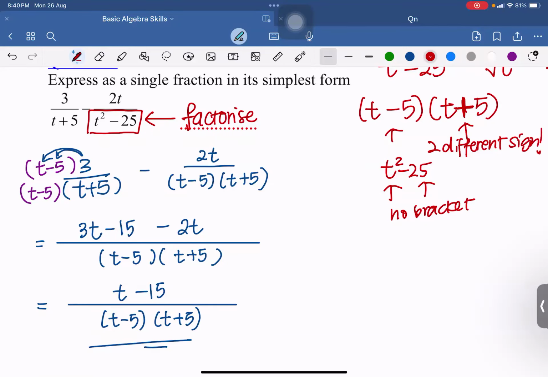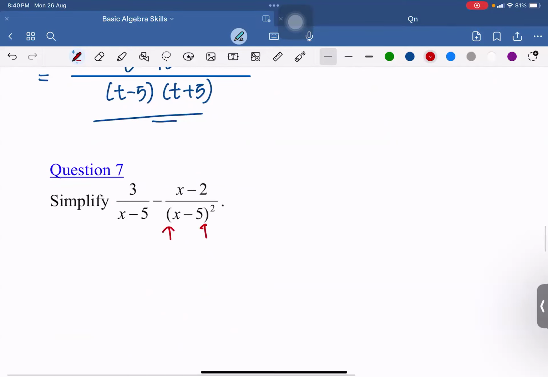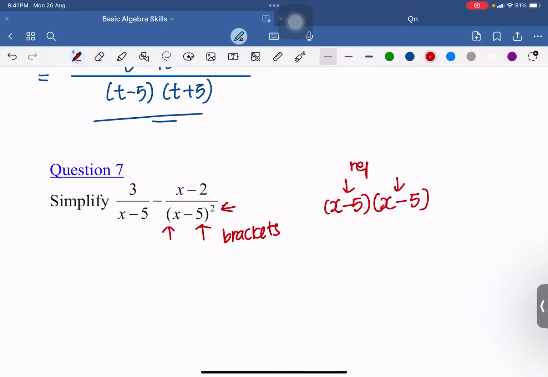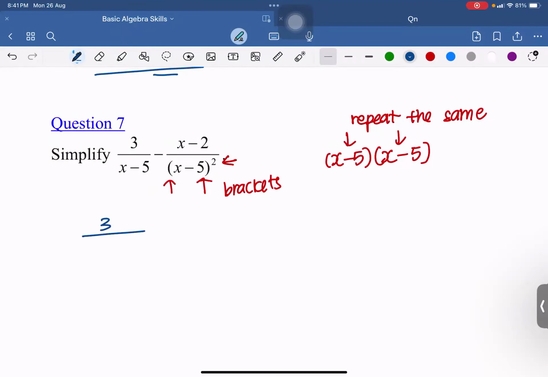Okay, let's do the next question. What happens now if I have a bracket and power 2? This one becomes x minus 5, x minus 5. Same sign, repeat the same thing. They look same, but they are actually different. So in this case, I have x minus 5, I repeat this one again, x minus 5, x minus 5.